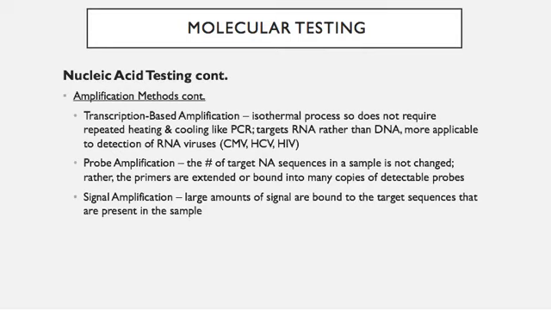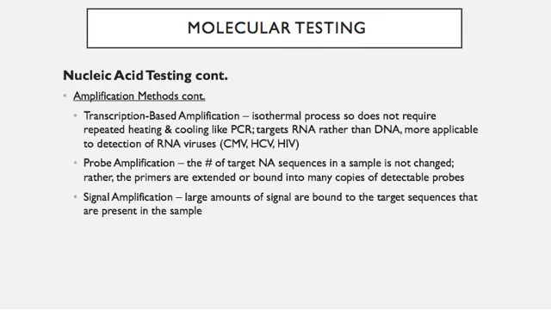Transcription-based amplification is an isothermal process, so it does not require repeated heating and cooling like in PCR. It targets RNA rather than DNA. It's more applicable to the detection of RNA viruses such as CMV, HCV, HIV.